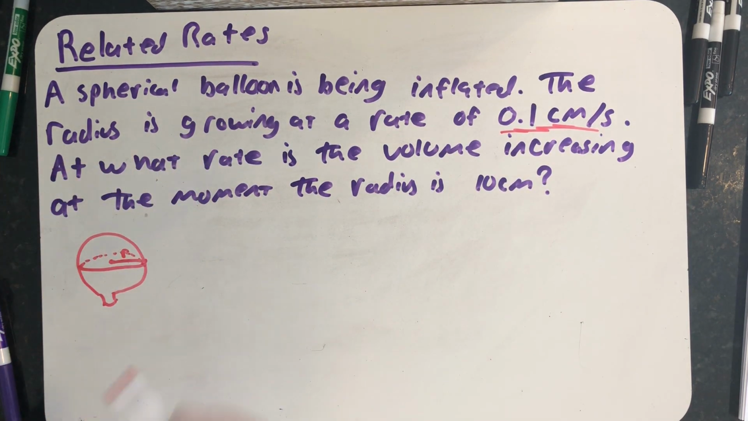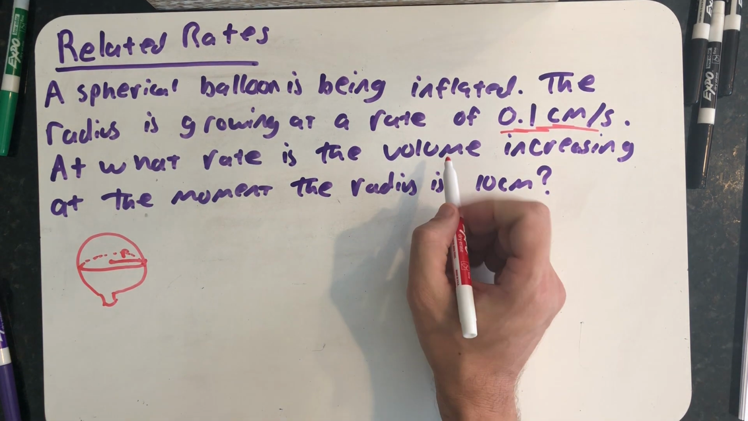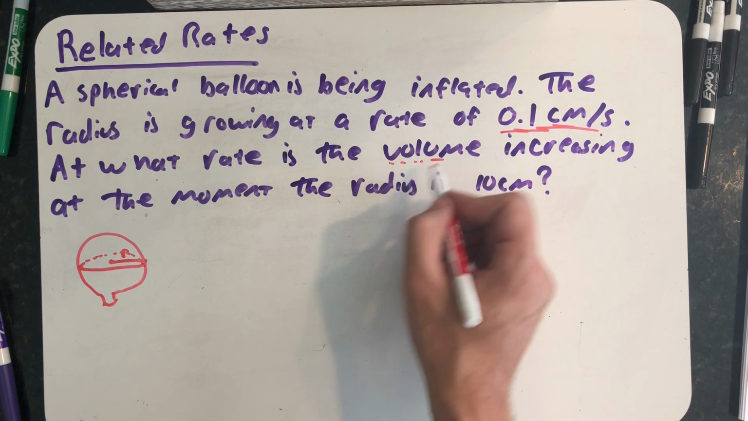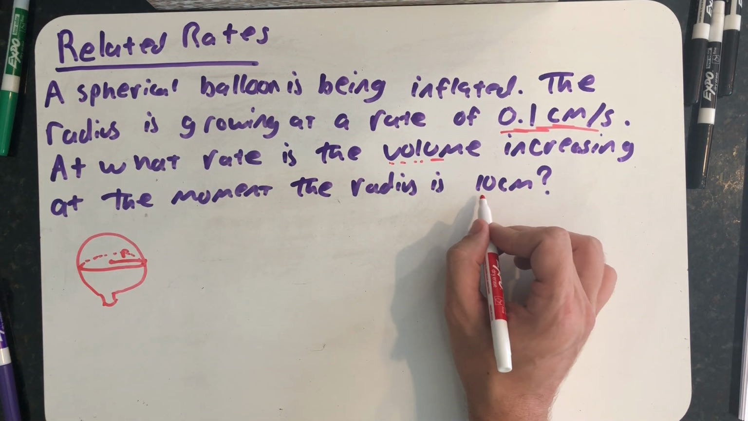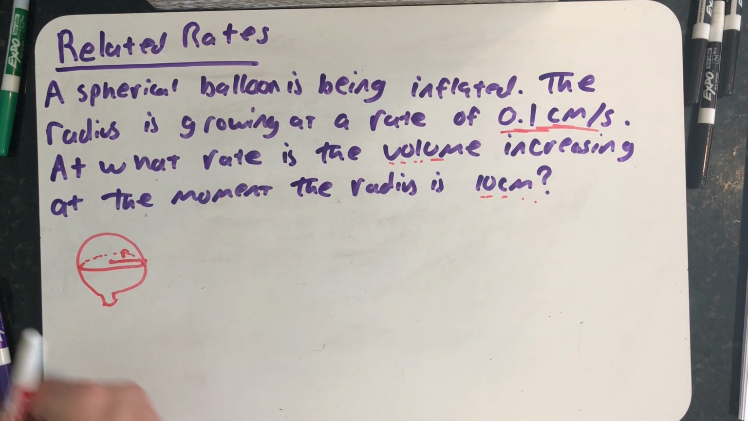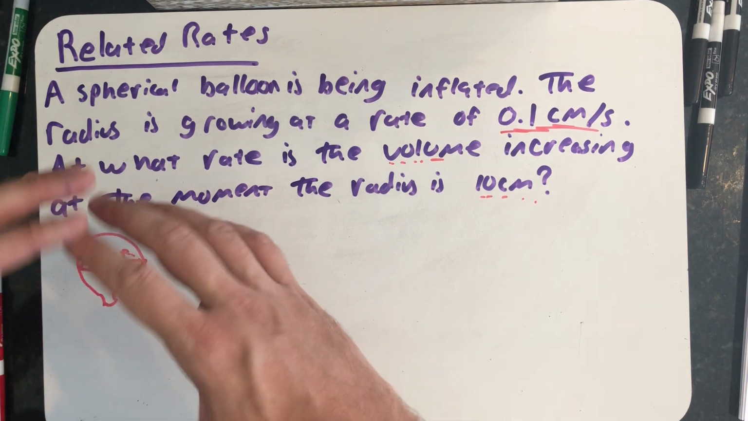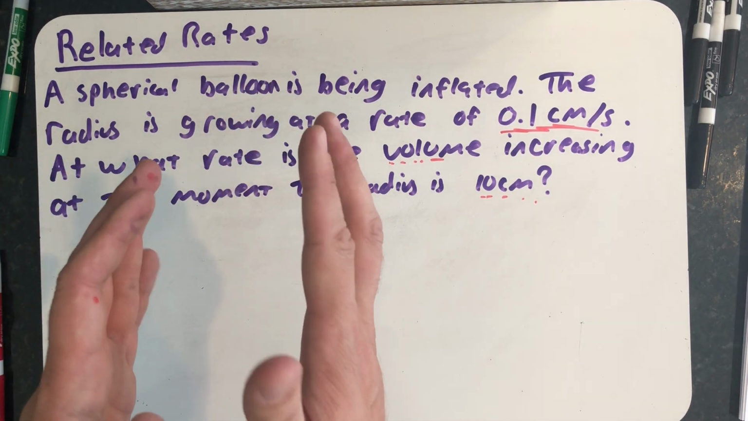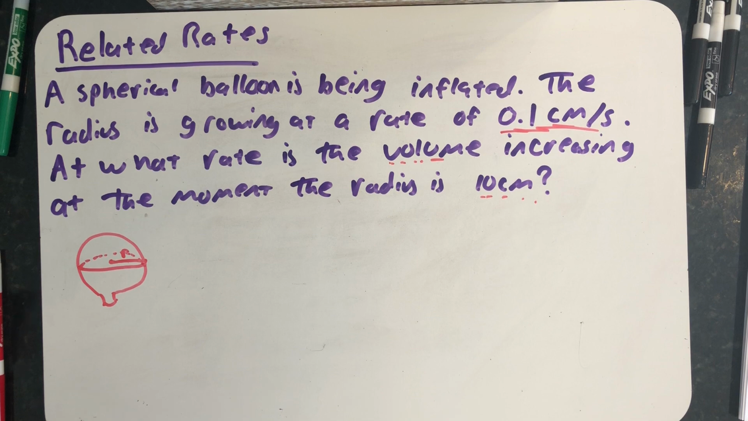So the radius isn't fixed, right? The radius is changing. And we're asked to find the rate at which the volume is increasing at a particular moment in time when the radius of the balloon is 10 centimeters. So the balloon is changing size, and at this one moment in time, the radius is exactly 10 centimeters. I want to know the rate of change of volume in that moment.